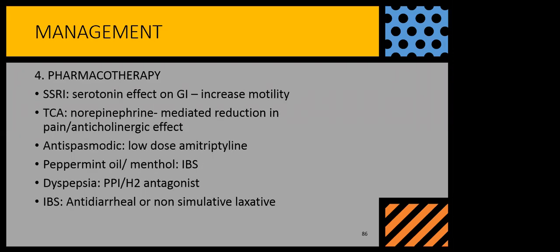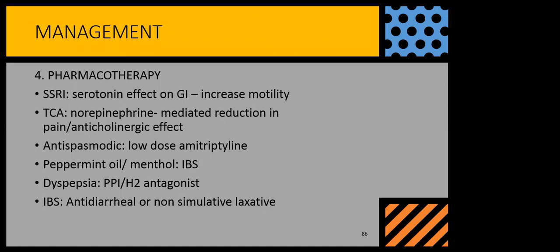For pharmacotherapy, you can give SSRI, where serotonin has an effect on the GI tract and can increase the motility of the gut. You can give TCA, which is norepinephrine mediated, reducing pain, and it also has an anticholinergic effect. You can give antispasmodic and also peppermint oil or menthol. Peppermint oil also has an antispasmodic effect.